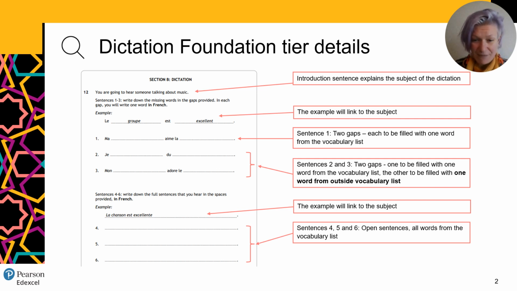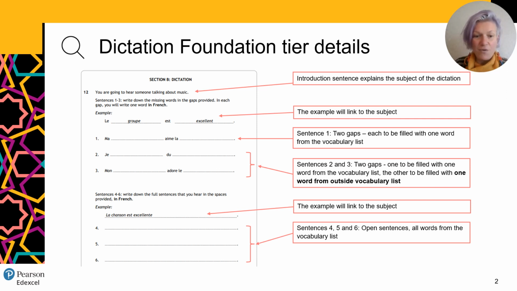One of those gaps will have a word which is taken from the vocabulary list, and the other gap will have a word that comes from outside of the vocabulary list. So remember that although the vast majority of vocabulary on the qualification in the reading and the listening comes from the vocabulary list, there are those 2 exceptions, aren't there? There's the single word inference questions in the reading, and there is the off vocabulary list words in the dictation. So there are 2 in the foundation tier. They are both part of the gap fill and they will occur in sentences 2 and 3.